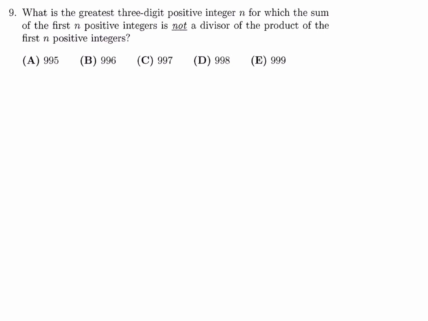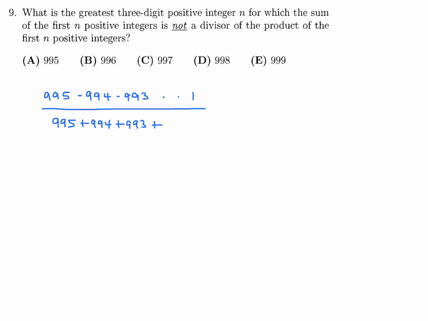Let's just start with 995. So they're saying 995, if that was the answer, that when you do the product of the first n numbers, would be 995, 994, 993, and so on, right? All the way down to 1. A product, all the way down to 1. And that they're asking, is it divisible by the sum? 995 plus 994 plus 993, all the way down to 1.